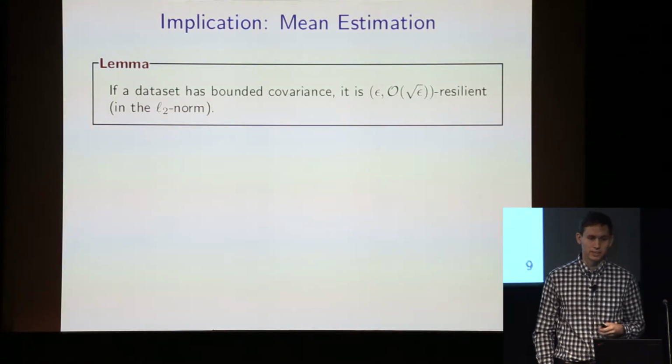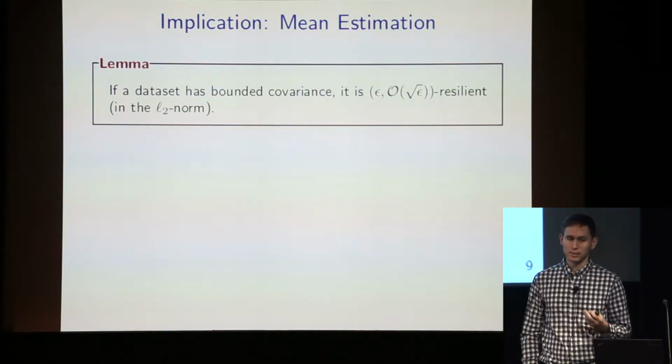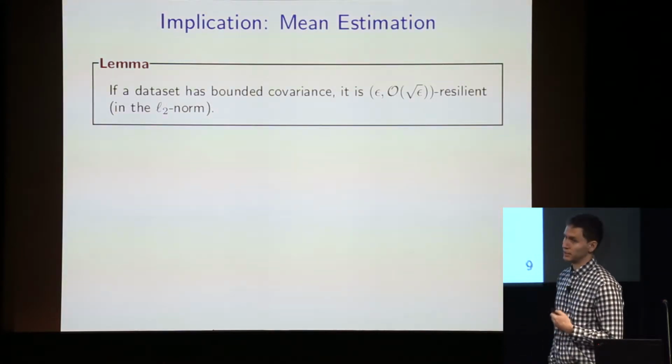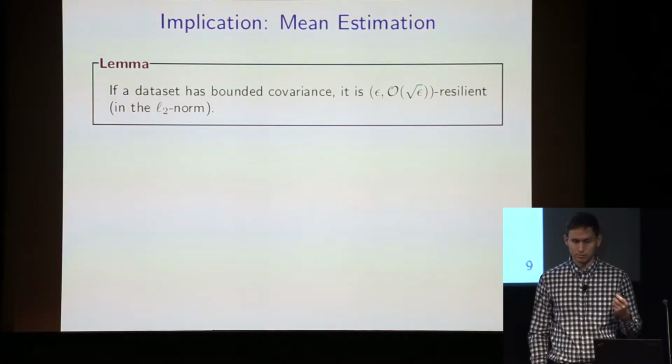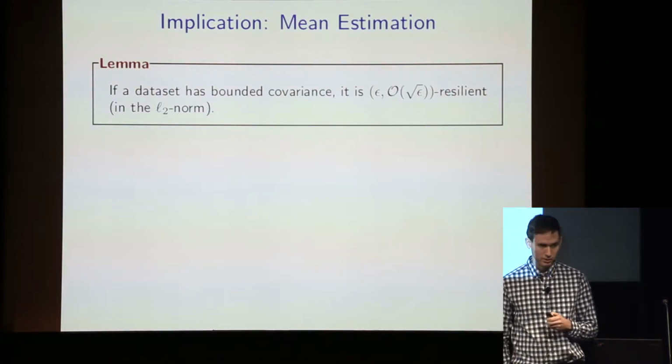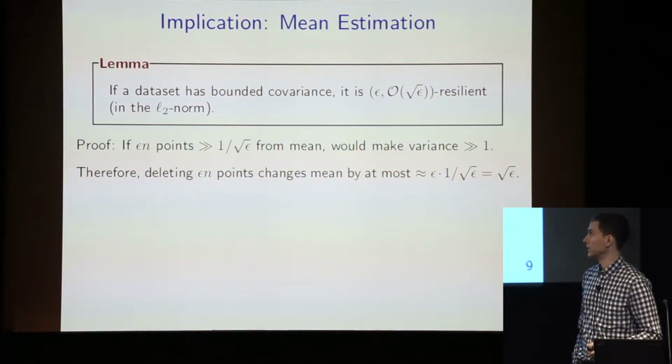So the first situation is if a data set has bounded covariance, it turns out to be resilient with parameter that goes as square root of epsilon. And this is in the L2 norm in particular, although you can generalize this to other norms. And the proof is just a few lines of algebra.